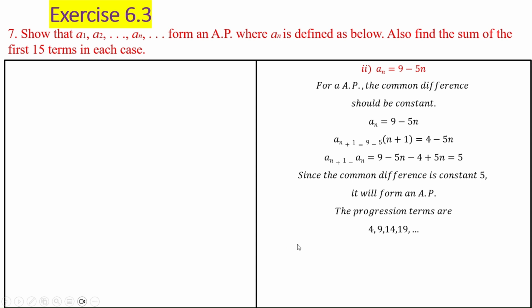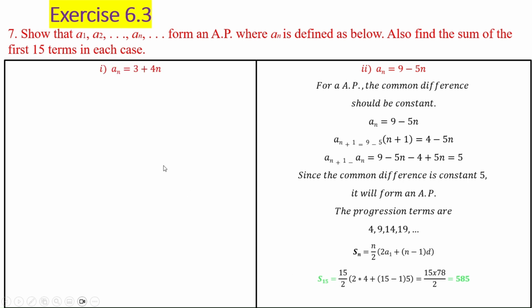So the progression terms are 4, 9, 14, 19, and so on, and Sn, I need to find the first 15 terms, right? So n equals 15. If I substitute all the required values, I will get S15 equal to 585.